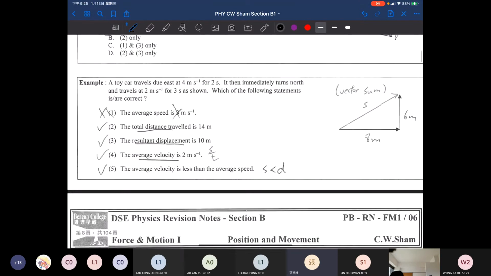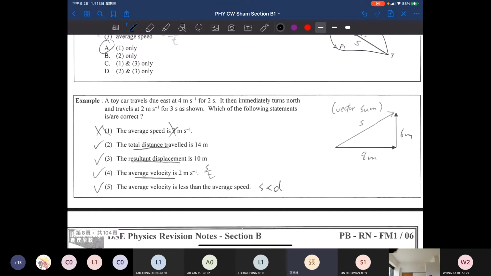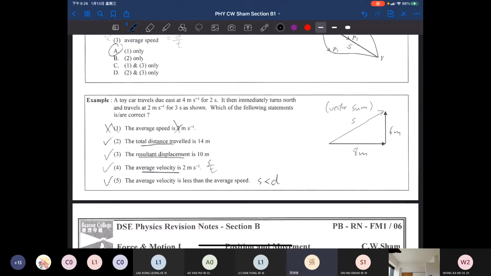Okay, so a toy car travels due east at 4 meters per second for 2 seconds. It then immediately turns north and travels at 2 meters per second for 3 seconds as shown. Which of the following statements is correct? Okay, the average speed. So we have to calculate the average speed. The average speed is the distance over the time. The total distance would be 14 meters, over the time taken, 5 seconds. So 14 over 5, it would be 2.8.